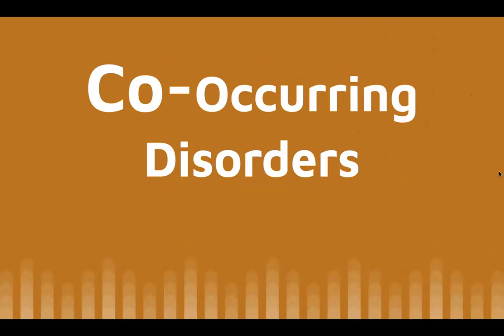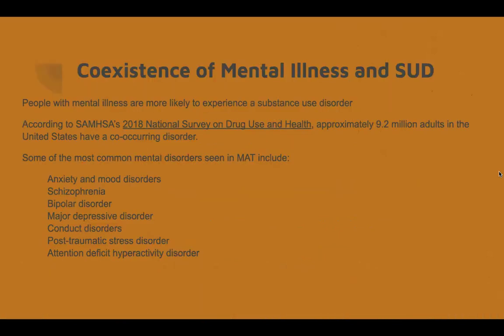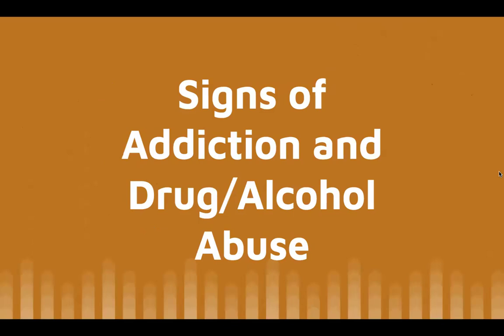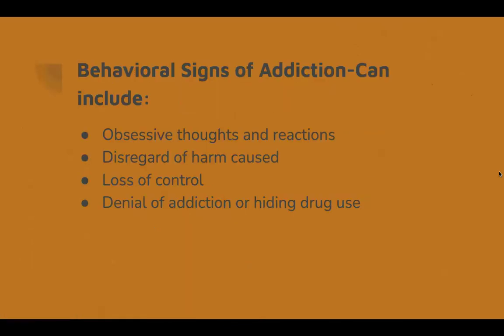Let's talk about co-occurring disorders that often occur with substance use disorder. People with mental illnesses are more likely to experience a substance use disorder as well. According to SAMHSA, approximately 9.2 million adults in the United States have a co-occurring disorder. Some of the most common mental disorders seen in medication assisted treatment include anxiety and mood disorders, schizophrenia, bipolar, major depressive disorder, conduct disorders, post-traumatic stress disorder, and attention deficit hyperactivity disorder. Patients being treated for mental disorders often misuse the following types of substances: alcohol, tobacco, opioids, stimulants, marijuana, hallucinogens, and prescription drugs.